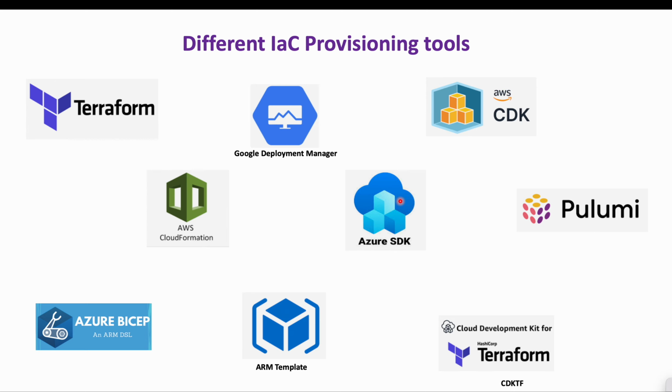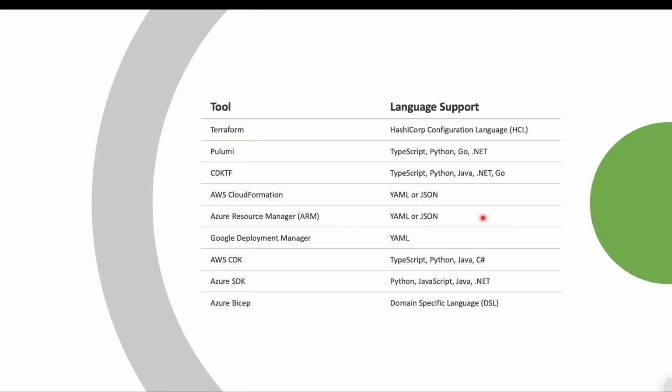To know which one is the best tool for our environment, you have to know the important differences of these tools, right? So let's see the important differences. The first one is language support. Terraform supports HashiCorp Configuration Language. HashiCorp Configuration Language is a new language developed by HashiCorp specifically for Terraform. So if you want to write Terraform code, you have to know this language, but it's very easy to learn.